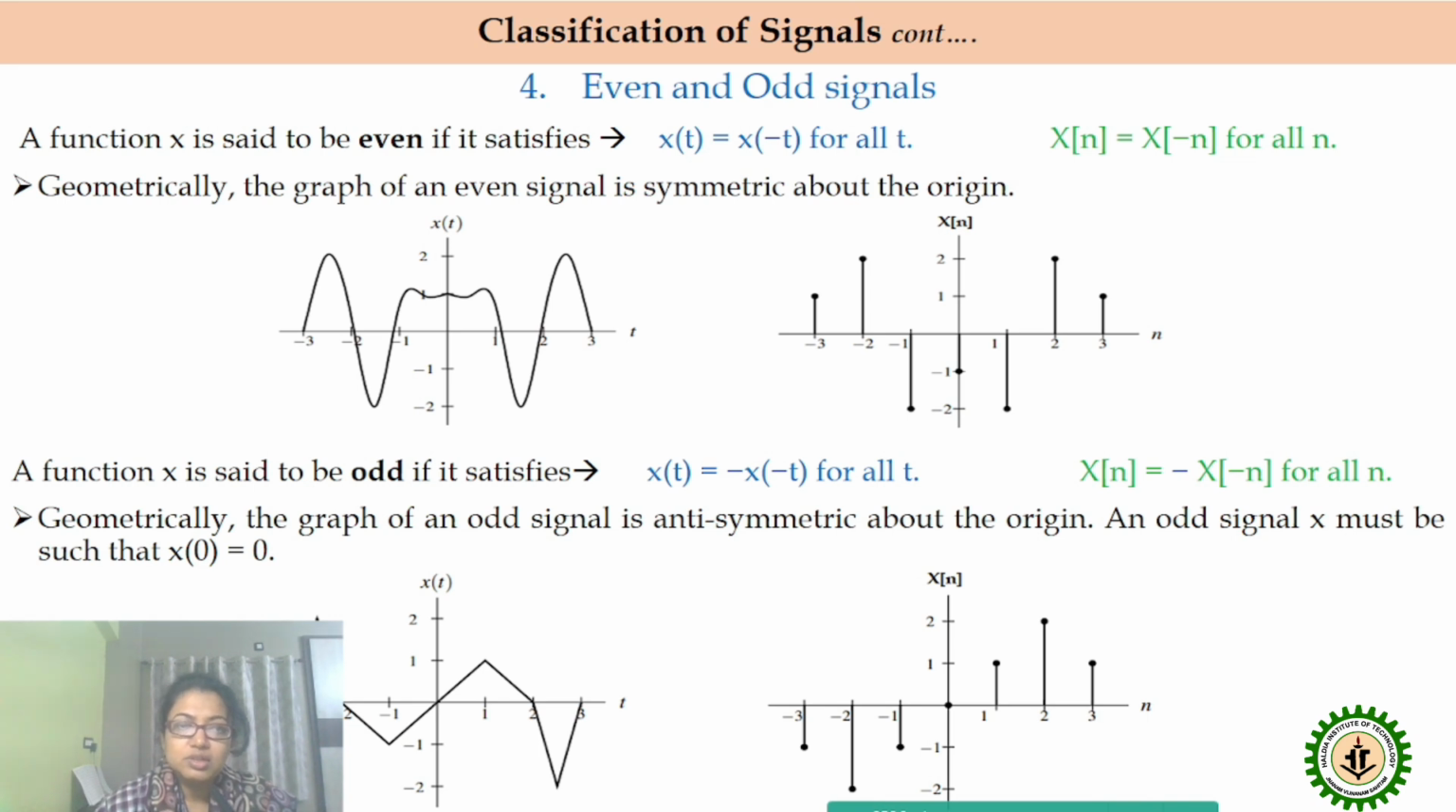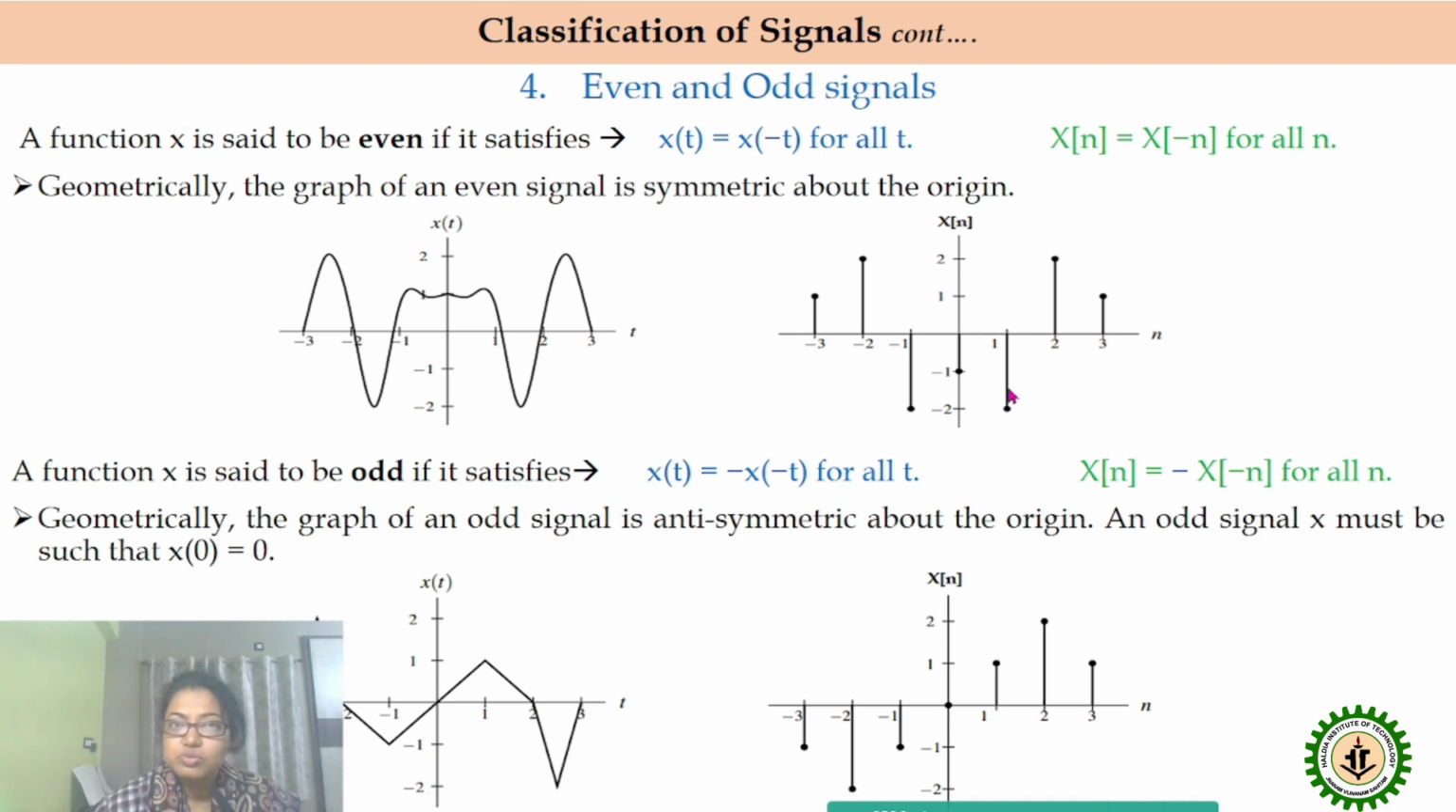Now even and odd signals. If this is a signal, and if you fold this signal along the y-axis, then you can see the right side is superimposing on the left side. That means the right side is the mirror image of the left side. In that case we can say the signal is an even signal. But if it is not, then we can say the signal is an odd signal. Here you can see one example. If you fold it along the y-axis, the right side and left side are not superimposing on each other. So this is an odd signal.